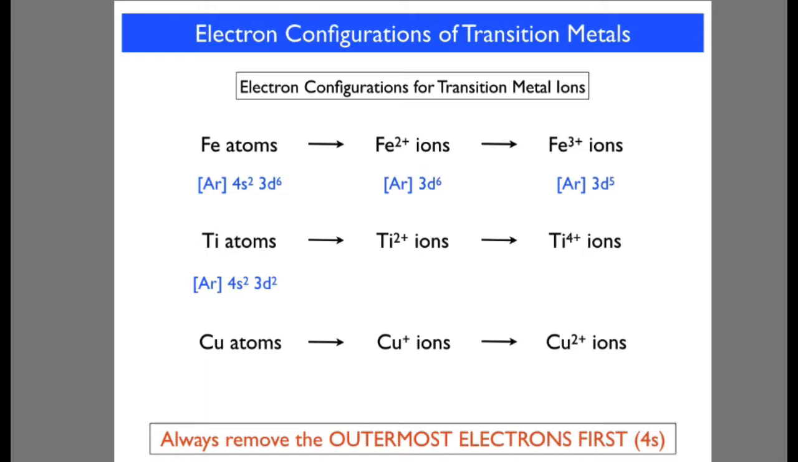In titanium atoms, we're going to lose those 4s2 electrons, so we're going to get 3d2, and then it can lose 2 more to make a stable noble gas configuration for titanium 4+. And copper can lose that one s electron, because remember it's already given one s electron to the d orbital, to get a full d set, and it can also form copper 2+, which would be 3d9. Remember, we always remove the outermost electrons first, in this case the 4s electrons.